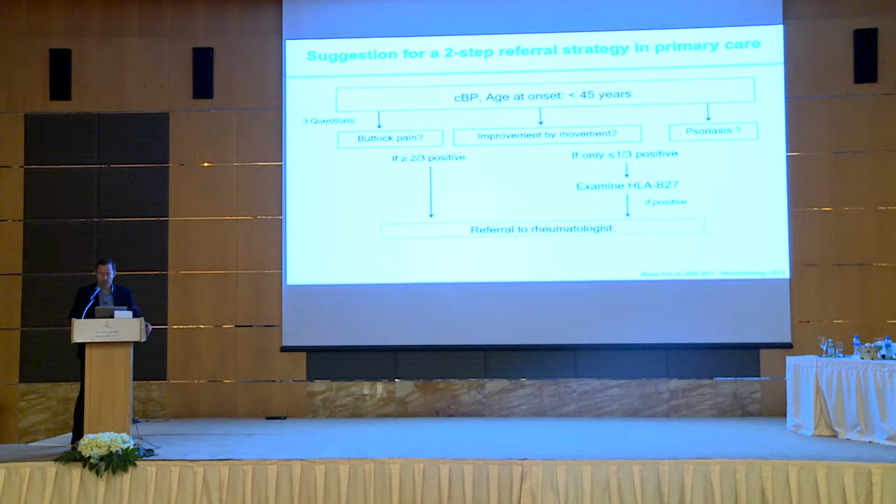If a patient has less than 1 being positive, then at least, and this is of course being applied in Germany, I know again there might be differences elsewhere, but this is the way we do it, then examine the genetic background. Again, I will speak about genetic background and other ways of examining it later. But at least here, examine B27. If it's positive, refer to the rheumatologist.